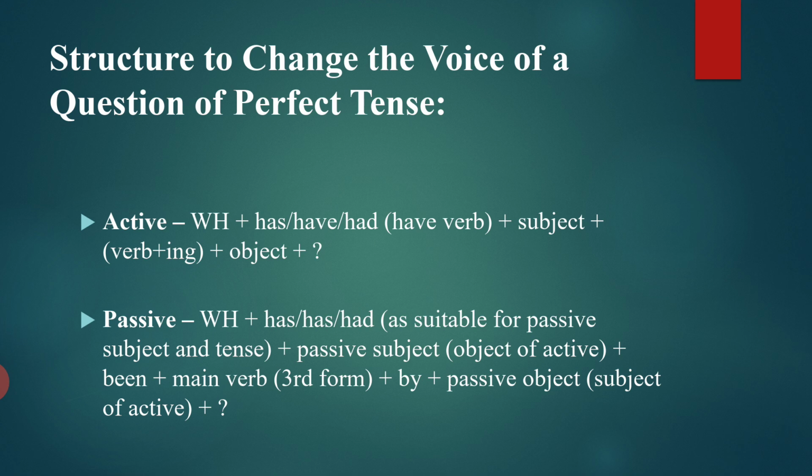Now passive voice: WH plus has, have, had, suitable for the passive subject and tense, then the passive subject, meaning the object of active, then been plus main verb plus by plus passive object, meaning the subject of the active one. But remember, there is no verb plus ing in perfect tense. The verb plus ing format is in the continuous perfect tense. So here it's a mistake in the active voice.